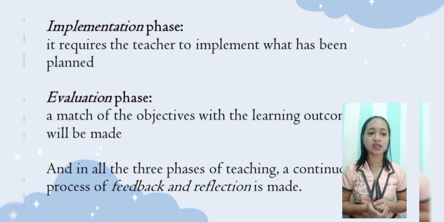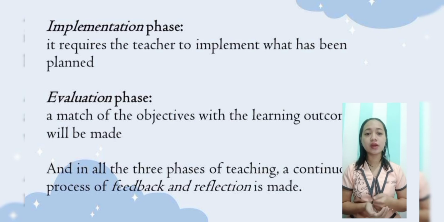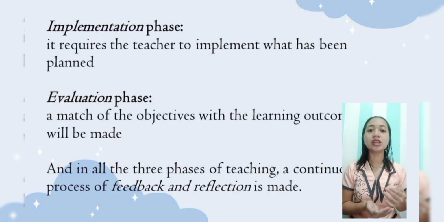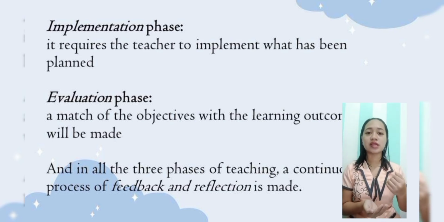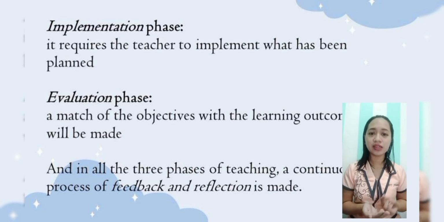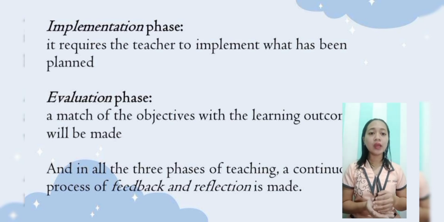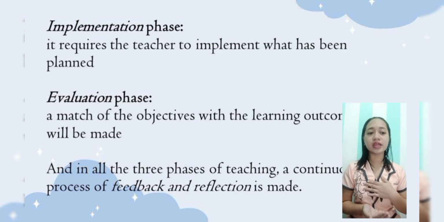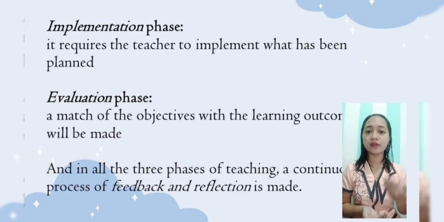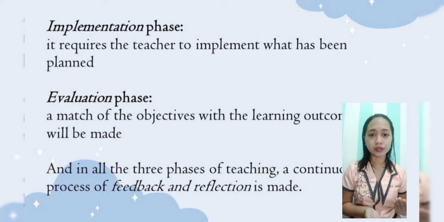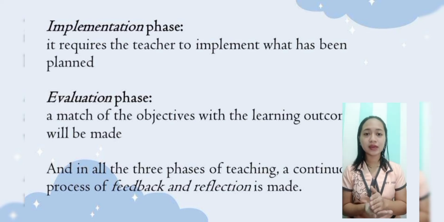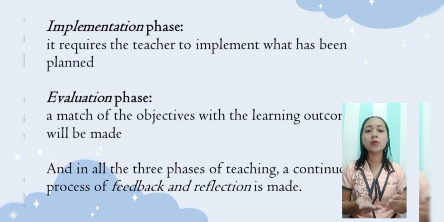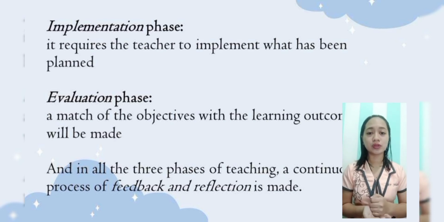So a match of objectives with the learning outcomes will be made. So evaluation, this is to measure the learning of the students. We have to know in order for us to give feedback, in order for us to assess their knowledge and skills. Next, with these three phases of teaching, a continuous process of feedback and reflection is made. A reflection for the students and a reflection for the teachers on what to do for the future discussion in order for the students to learn, and feedback from the students and vice versa, feedback from the teachers. So a process of feedback and reflection should be made.